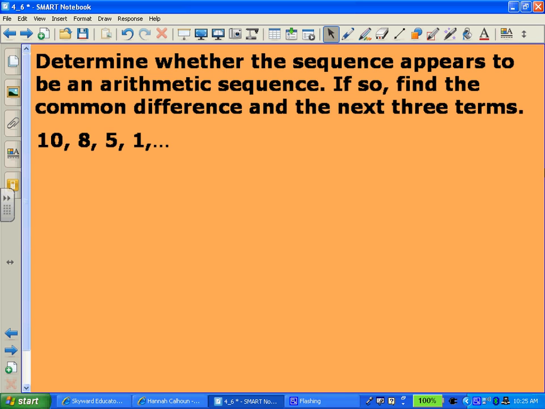Same directions here. So again, 10 to 8, that's going to be minus 2. 8 to 5 is going to be minus 3. And 5 to 1 is minus 4. So you can see here that it doesn't go down by the same number every time. So on these we would just write that it's not arithmetic.